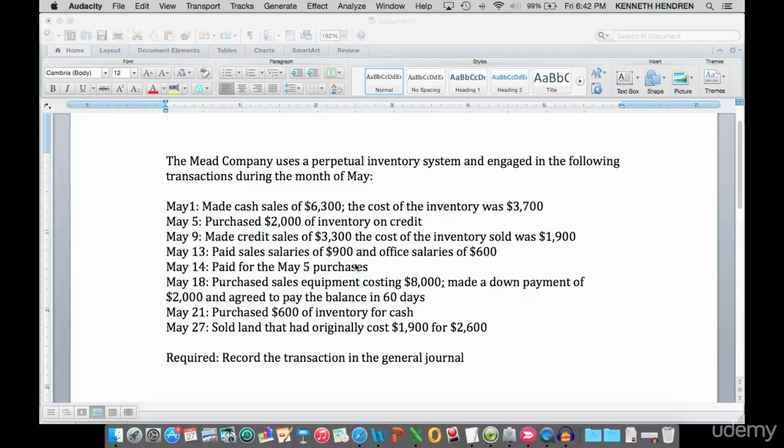Hello, accounting students. We are walking through a problem from this chapter to demonstrate how to post journal entries and transactions in the General Journal.